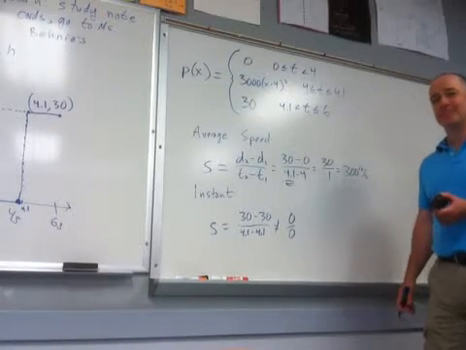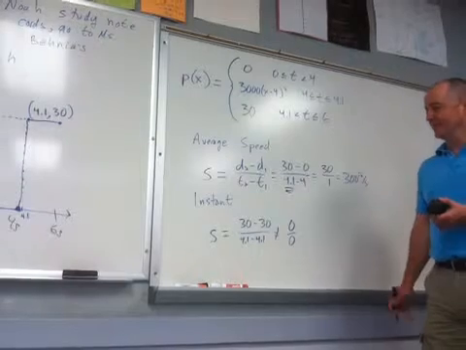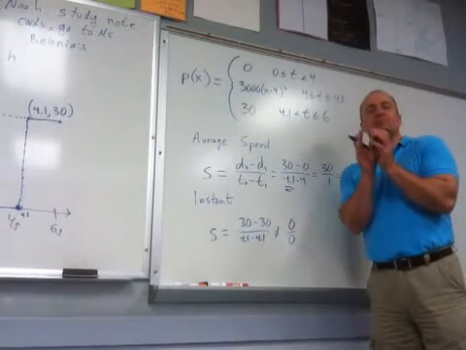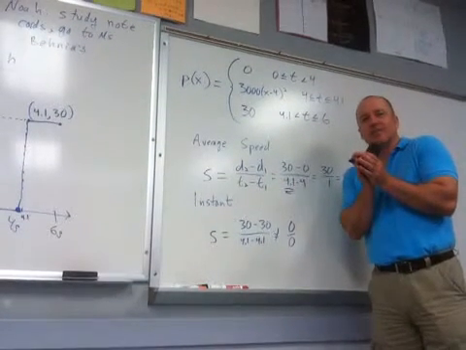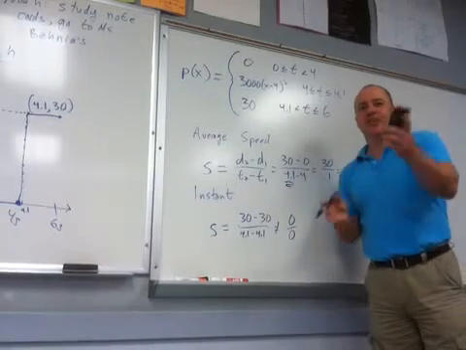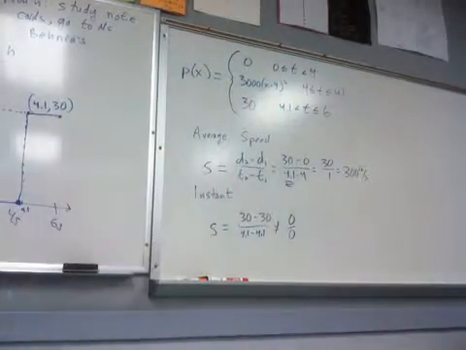Wait, why would it be 30 minus 30 and then 4.1 minus 4.1? Well, because in an instant of time, in the smallest amount of time you can imagine. But it's still like a tiny difference. Let's see how tiny. Let's find out.